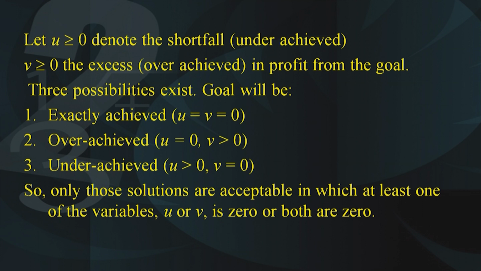The goal will either be exactly achieved. This will happen when u and v are both equal to 0. The second possibility is the overachievement of the goal, that is, u is equal to 0 whereas v is strictly greater than 0. The third possibility is the underachievement of the goal. In this situation, u will be strictly greater than 0 whereas v will be exactly equal to 0. So, only these three situations are possible. Therefore, only those solutions of the linear programming problem are acceptable in which at least one of the variables u or v is 0, or both of them are 0.